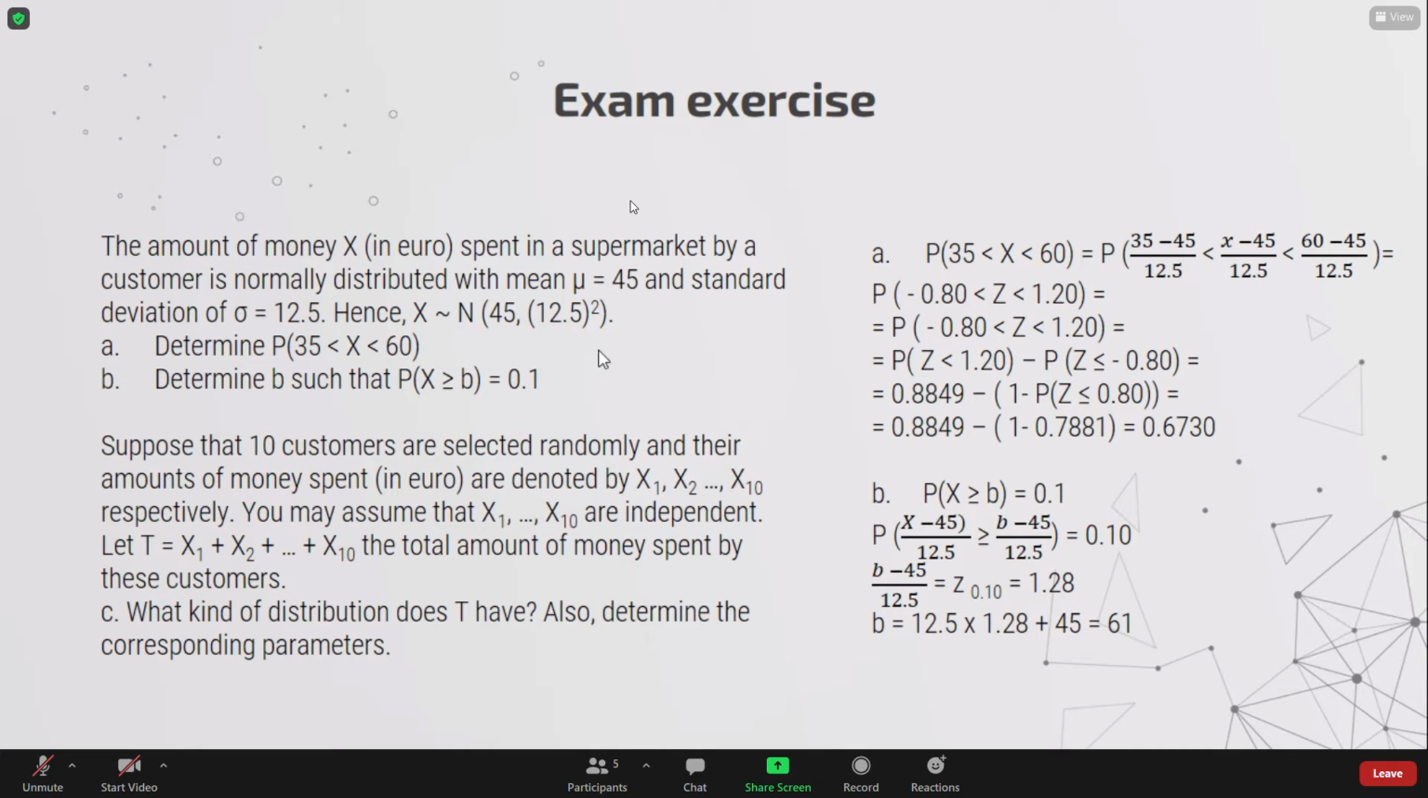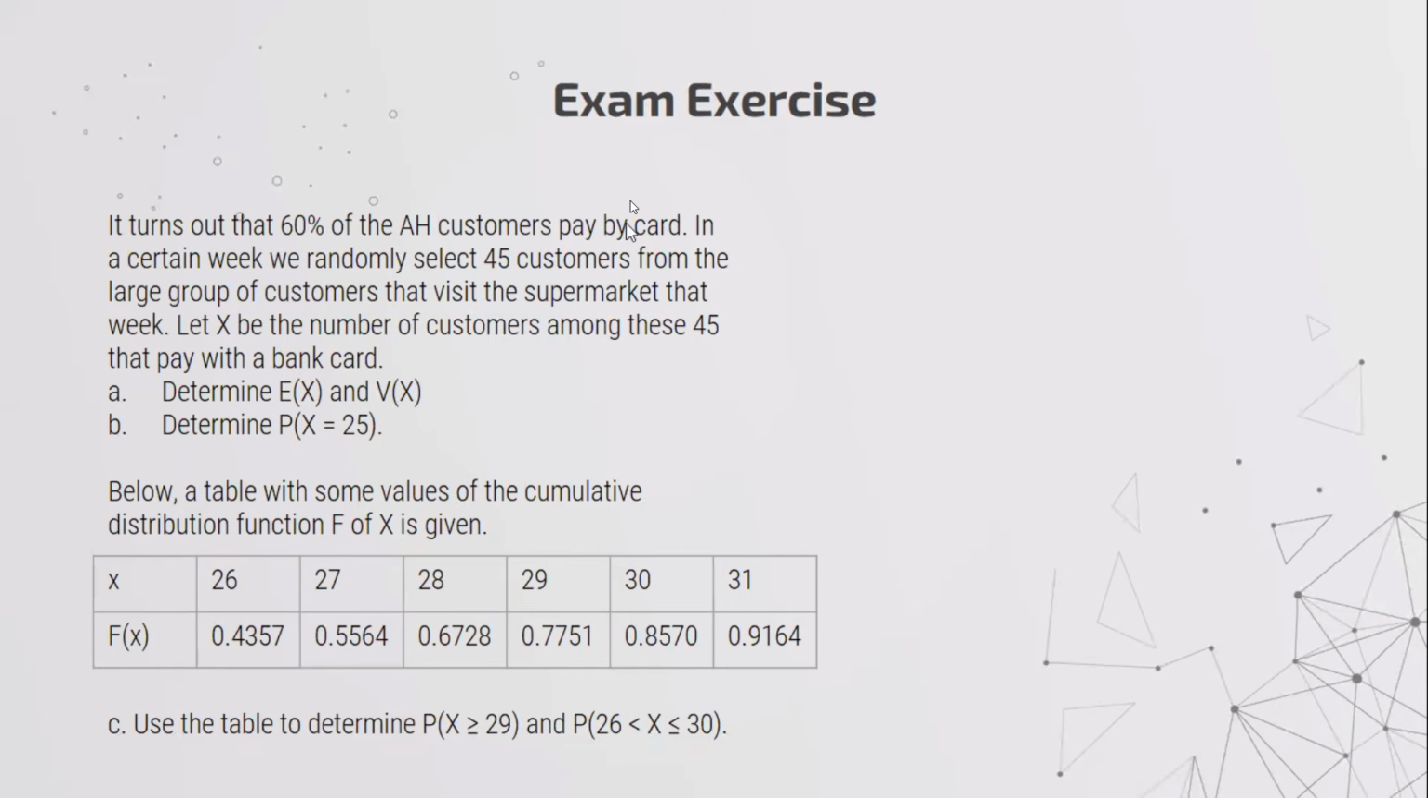So the next exercise, and all of those exercises that we're covering right now, which are at the end of the crash course, are from the real exams. So it's a nice practice before it. So we have an Albert Heijn store, and 45 customers are randomly selected from a larger group that can visit the supermarket during a certain period. And we are interested in those that pay with a bank card.